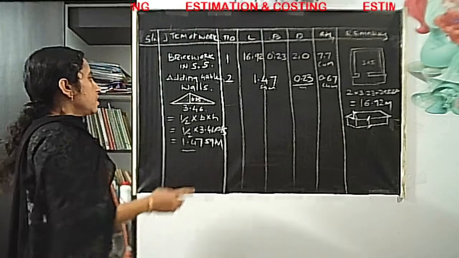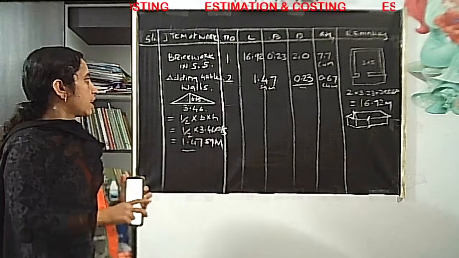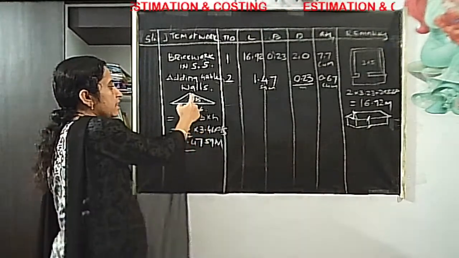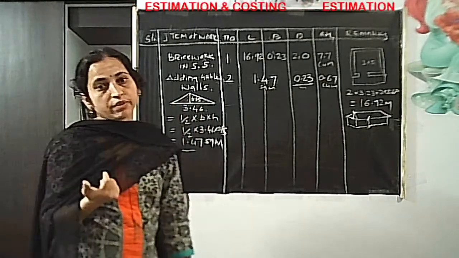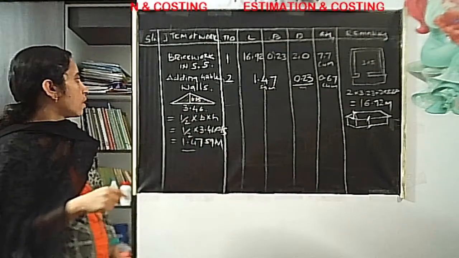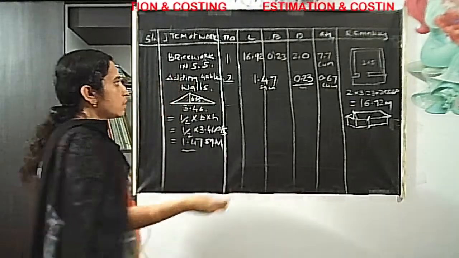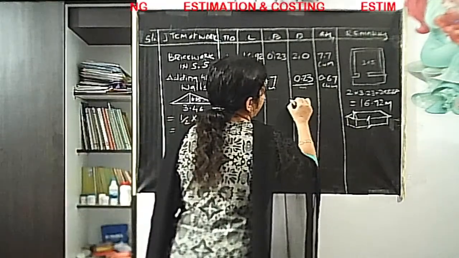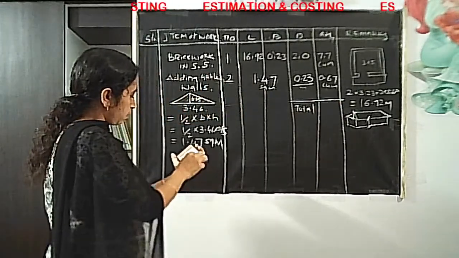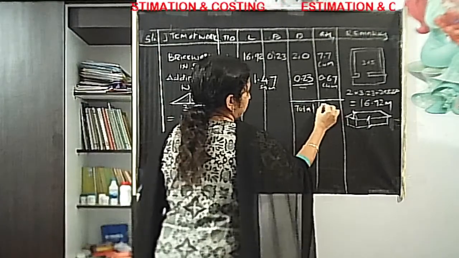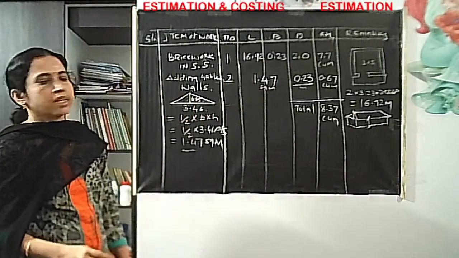So, this is how you calculate for the gable wall. Hope you have understood. We are just taking the area of the triangle, and then multiplying it by the thickness of the wall to get the volume of brickwork in the gable portion. So, you have to add this to get the total quantity of brickwork. Total quantity of brickwork will be equal to 8.37 cubic meter.